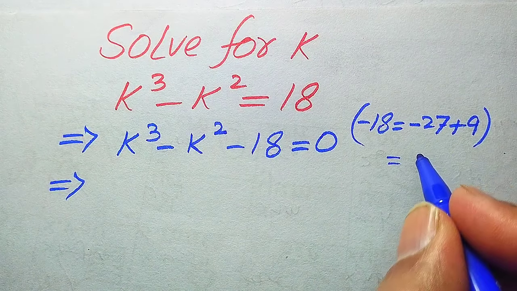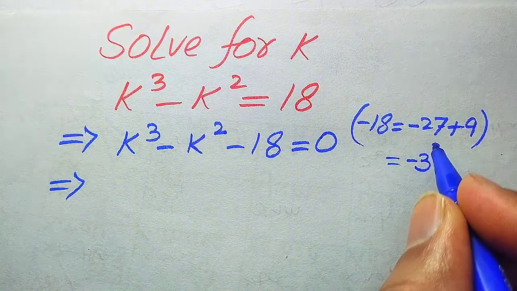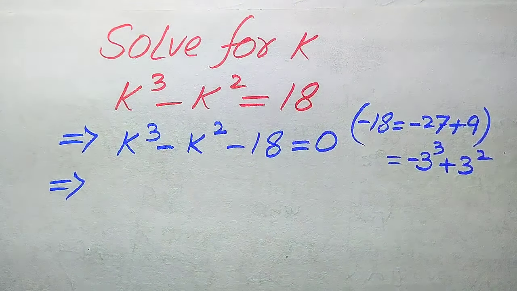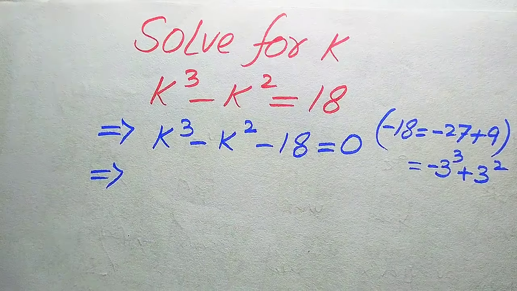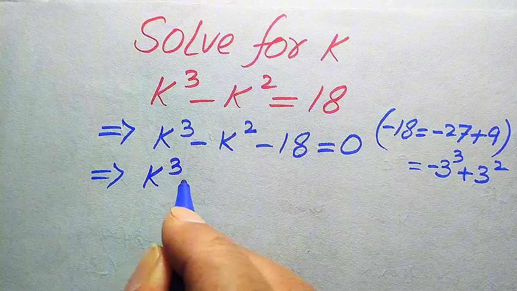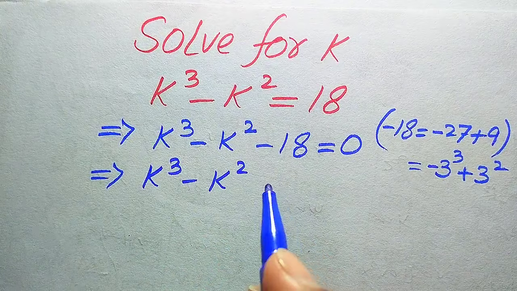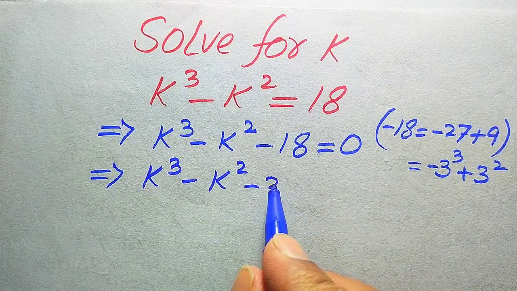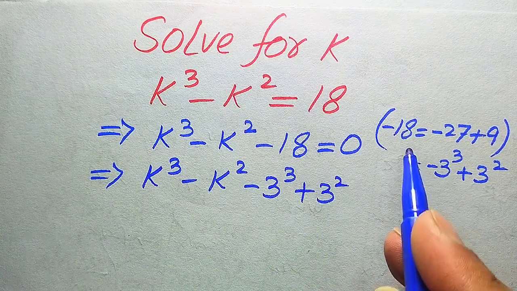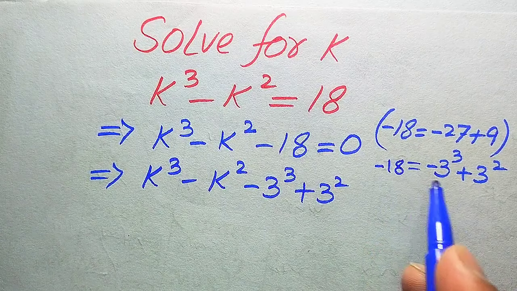So this is minus 27, and we write it as minus 3 cubed, and plus 9, we write as 3 square. Okay, so here we rewrite this minus 18 in this form, and it will be written as k cubed minus k square, and we write it as minus 3 cubed plus 3 square. So we replace this value minus 18 here.